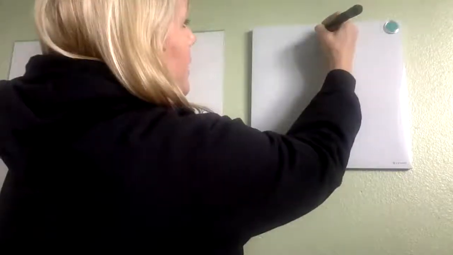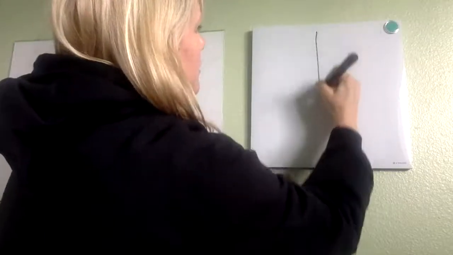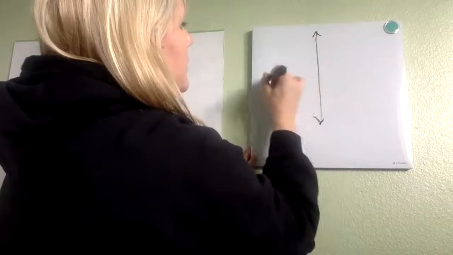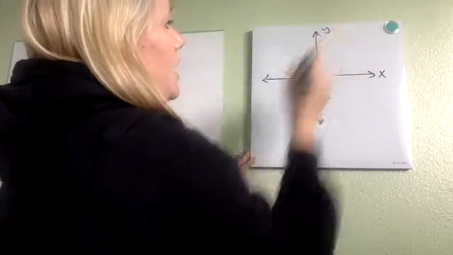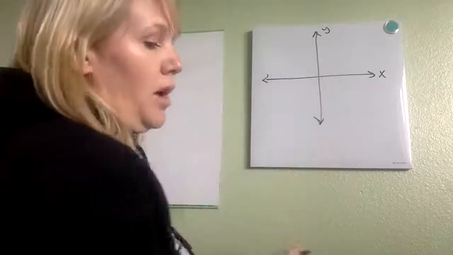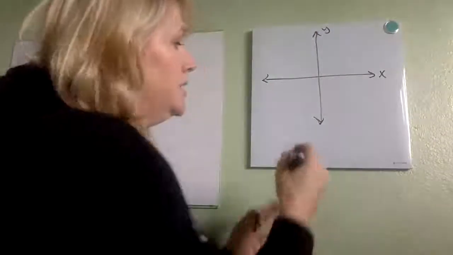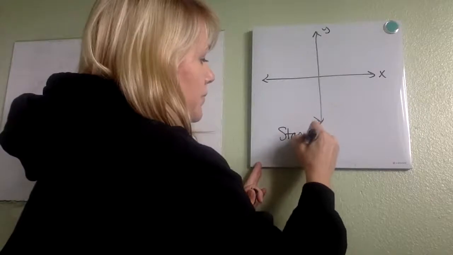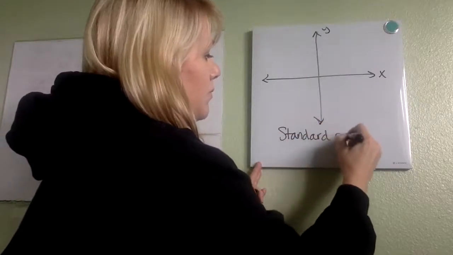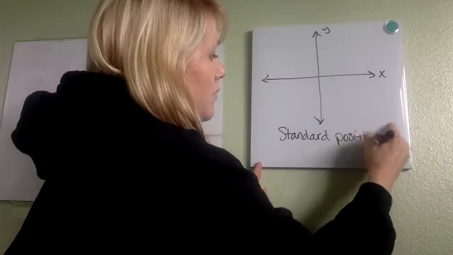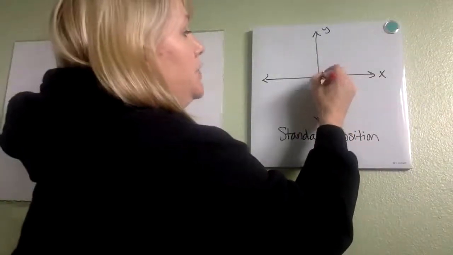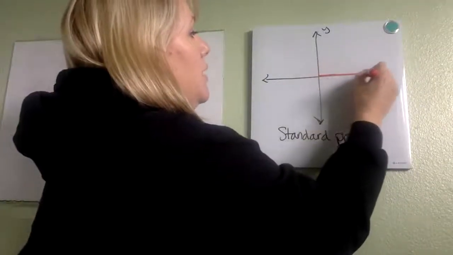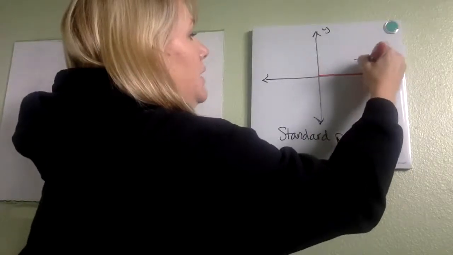All right, so 7.2, which is angles and their measures. So if this is my XY axis, this is positive X, this is positive Y, so negative X, negative Y. An angle in standard position has its initial side. So I'm going to draw that right here. Initial side.